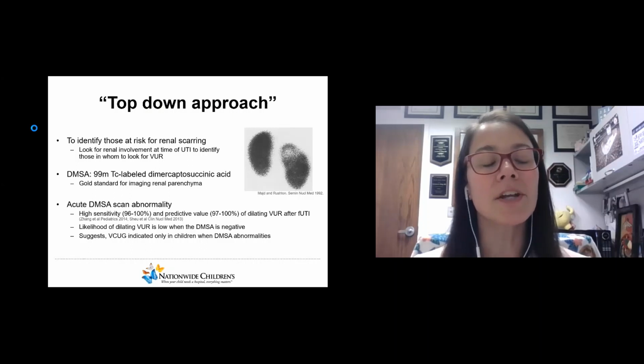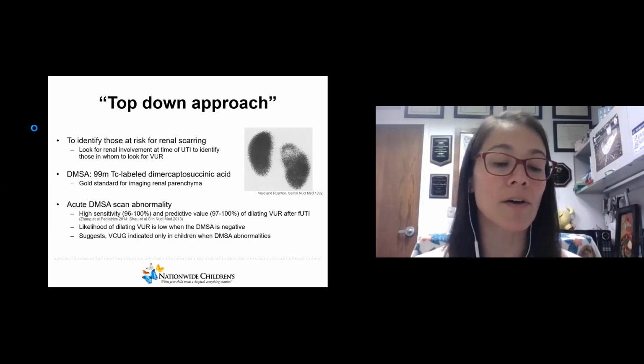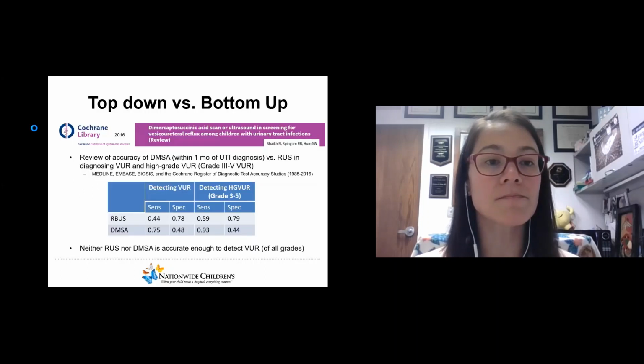And it's been found that acute DMSA scan abnormalities during an infection have a high sensitivity and predictive value of diagnosing dilating reflux later. Stated otherwise, the likelihood of dilating reflux is low when the DMSA is negative. This suggests that VCUG may only be indicated in a child who has DMSA abnormalities.